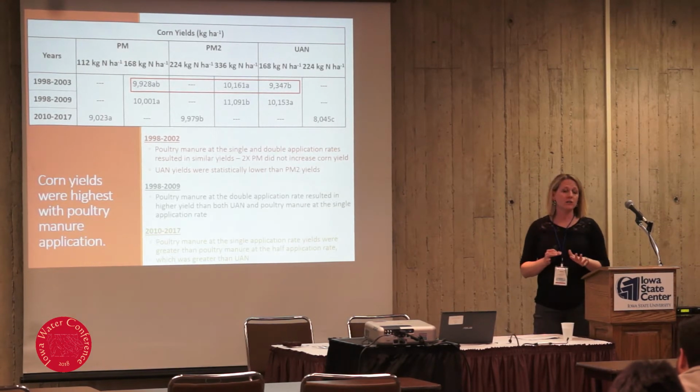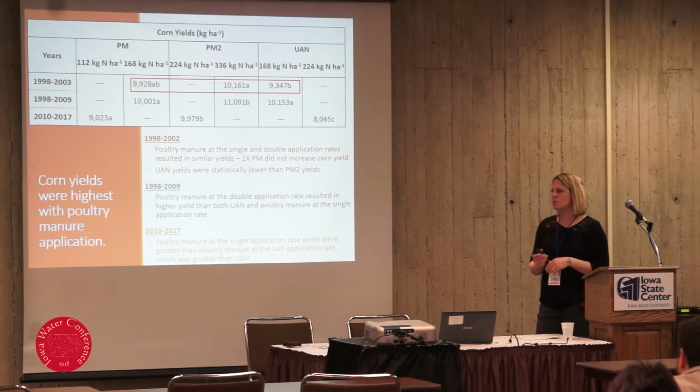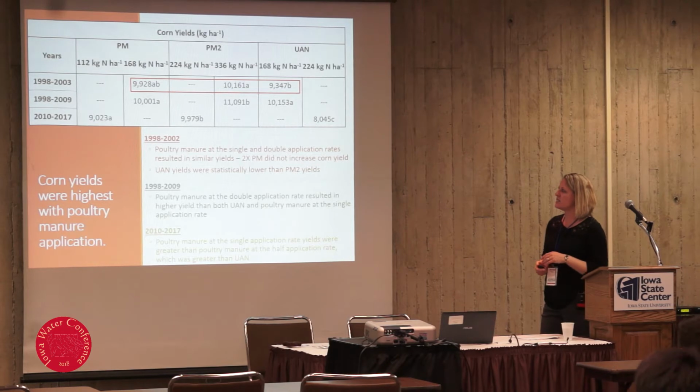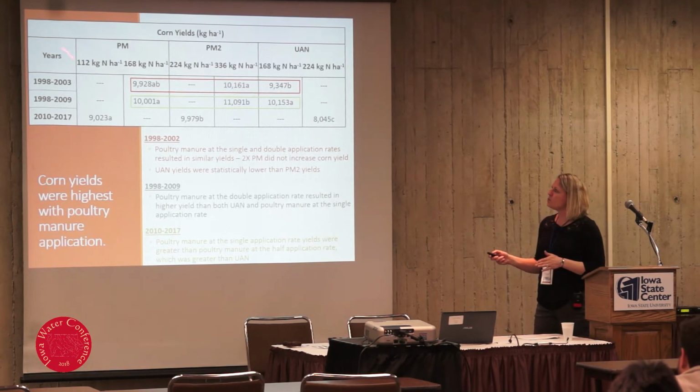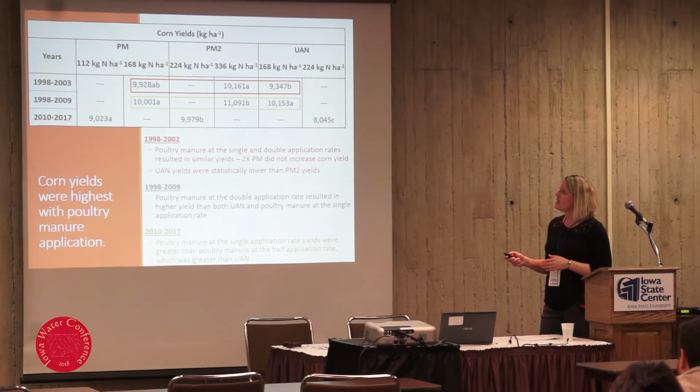And sometimes our yields were actually quite low because we had such a hard time getting the poultry manure applied before we could get planting. And so there were some years where our overall yield was not great, but for comparison purposes it is still included here. And so in the first phase of the study, basically UAN yields were lower than the PM2 yield, but for that you would want to really compare the PM to the UAN.